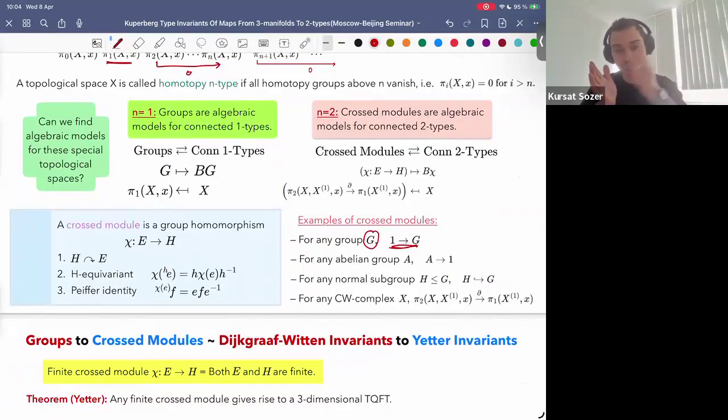Algebraically, you can embed 1-types into 2-types. Topologically, you can embed them, since a 1-type is a 2-type, and this is the algebraic formulation. Any group is a crossed module in this way, and this is similar for simply connected 2-types. And for any normal subgroup, the inclusion is a crossed module. And for any CW complex, we derive a crossed module. So from this point of view, there are tons of examples of crossed modules, because for any topological space, for any CW complex, one can get a crossed module.